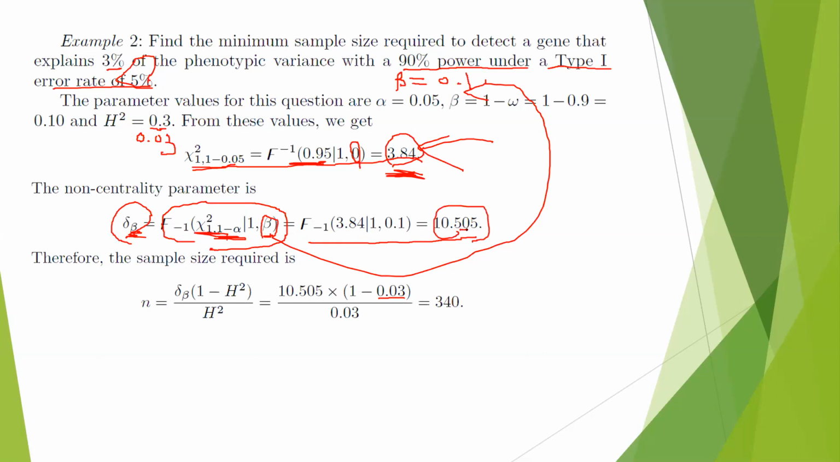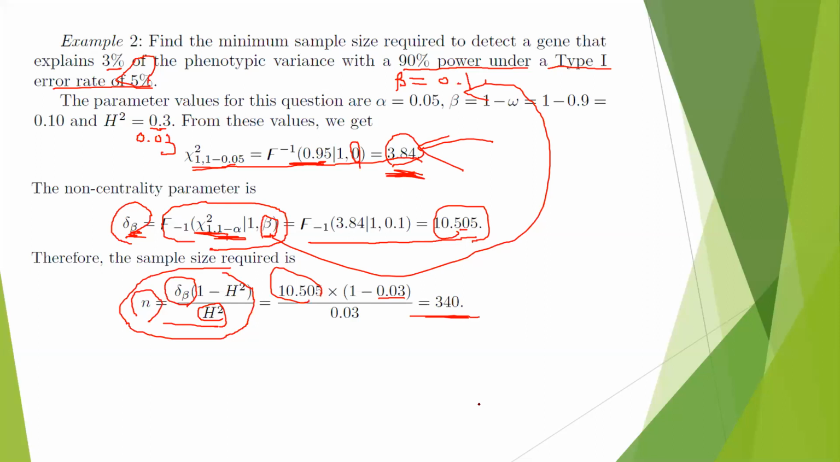Now, once you got this, it's easy, right? Because we have the formula specified here. So the required sample size equals this. The heritability is known, 0.03, and the non-centrality parameter has been calculated here. So this gives you, not too bad, 340 samples. Any questions here? Good, very good. All right, we're in very good shape. So we're done with this chapter. Any questions so far before we move on?